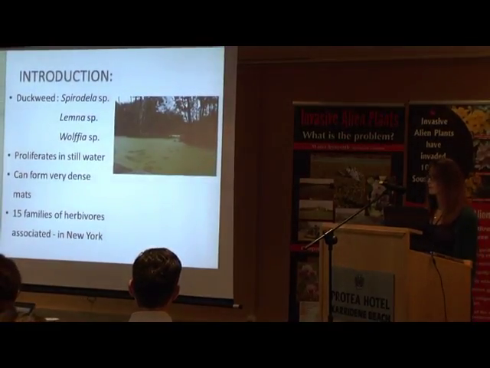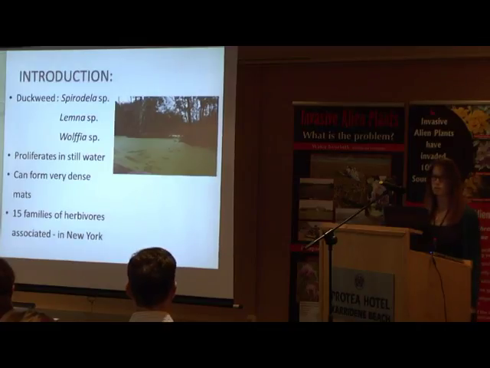These dense mats can stop any sunlight from reaching the submerged aquatic plants, and this reduces the amount of oxygen within the water. This has similar effects to plants such as water hyacinth and water lettuce that we've heard a lot about. But it's known as a ubiquitous plant, so at the moment it's not seen as being invasive. But it's possibly becoming invasive, and this is why we're starting to look at it.